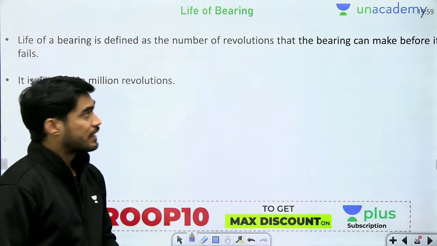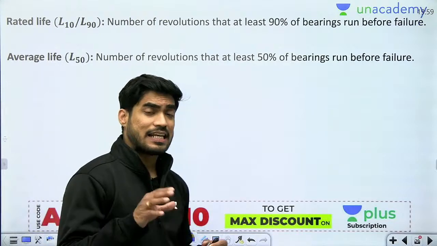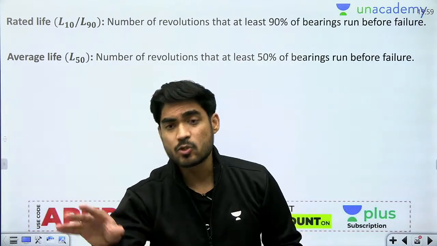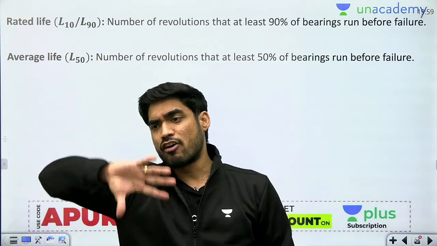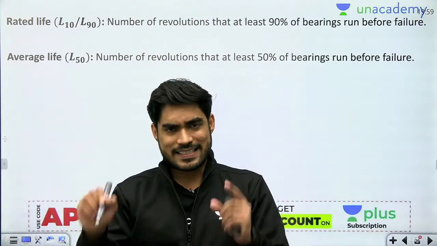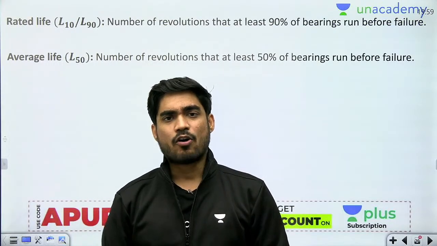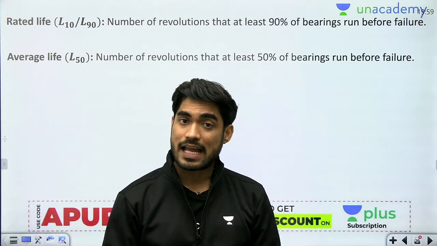This is known as the life of bearings. Now understand, I have calculated the life of only 2-3 bearings, and based on that I am saying that the life of all the bearings is 10 million revolutions. So is it necessary that all the bearings will have at least 10 million revolutions of life?